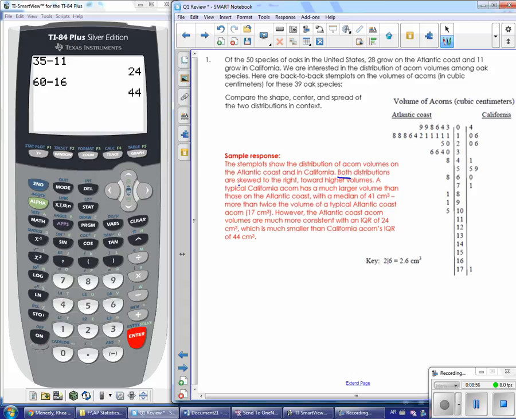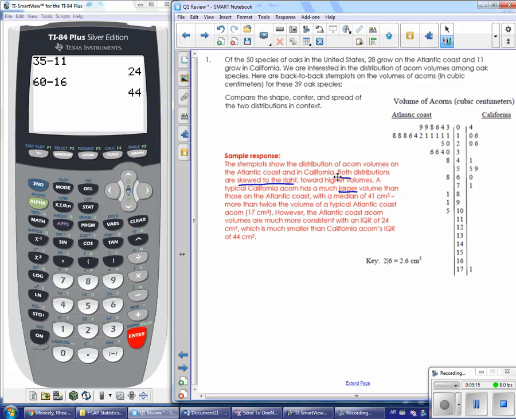So there's my shape. It says a typical California acorn has a much larger volume than those on the Atlantic coast. So there's my comparison there, with a median of 41 centimeters cubed, which is more than twice the volume of a typical Atlantic coast acorn of only 17.